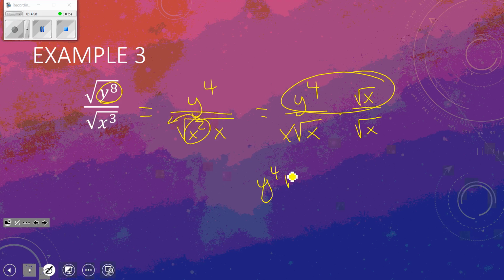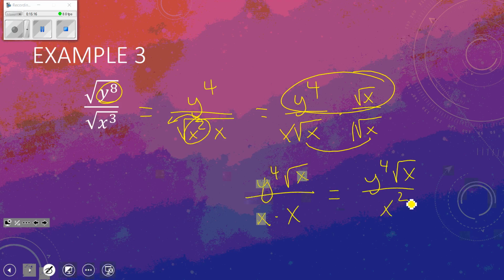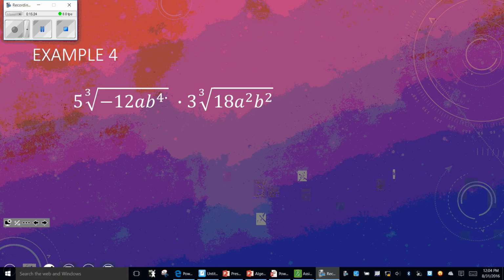Y to the 4th times the square root of x. On the outside here, x times 1 is just x. What's the square root of x times the square root of x? X. Another x. And so how many do we have? 2. And so my question is, can you simplify those? No, because one's on the outside, one's on the inside. All right. Are we okay with division? Are you okay with rationalizing the denominator?